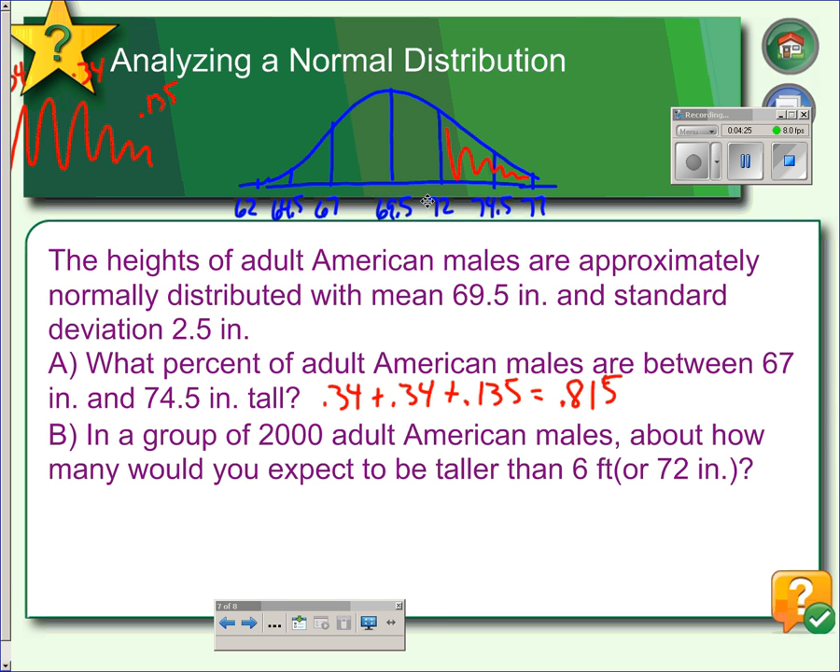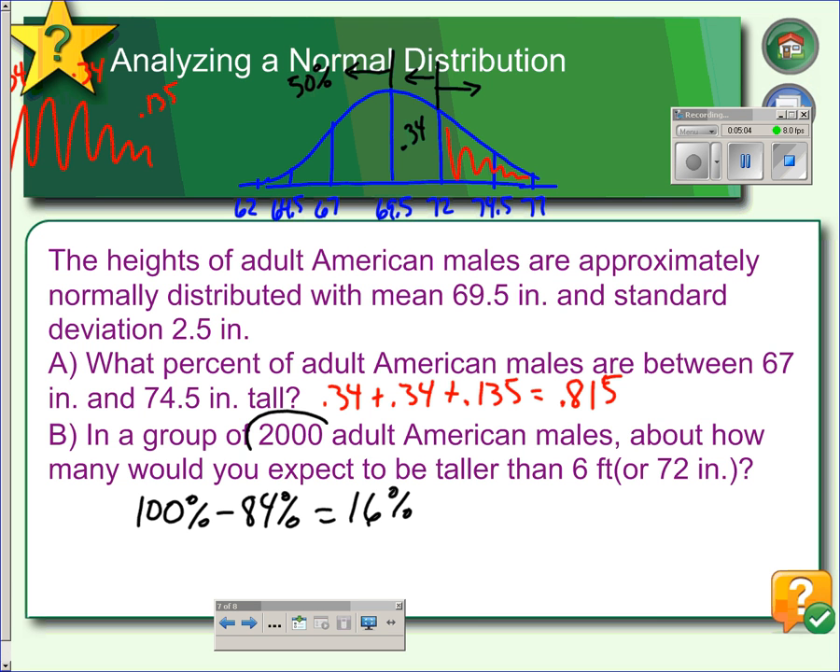So to do this one, we're going to kind of work backwards here. Anything to the left of the mean, if we add up everything on the left, that should be 50% of our data values. And one standard deviation to the right is 34%. So left of 72 inches is 84%. So if we want to know to the right of 72, it would be 100% minus the 84% on the left, which still leaves us 16% on the right.